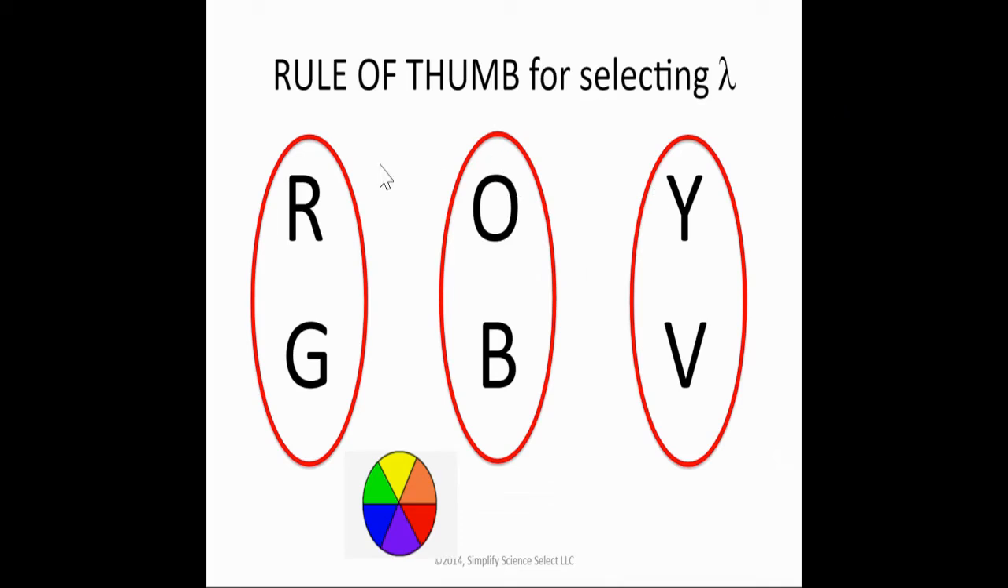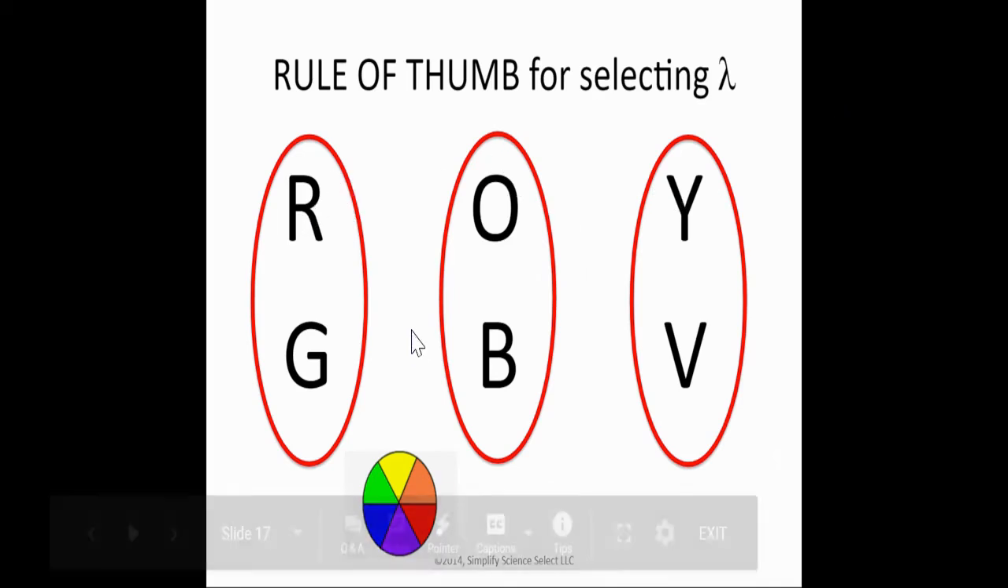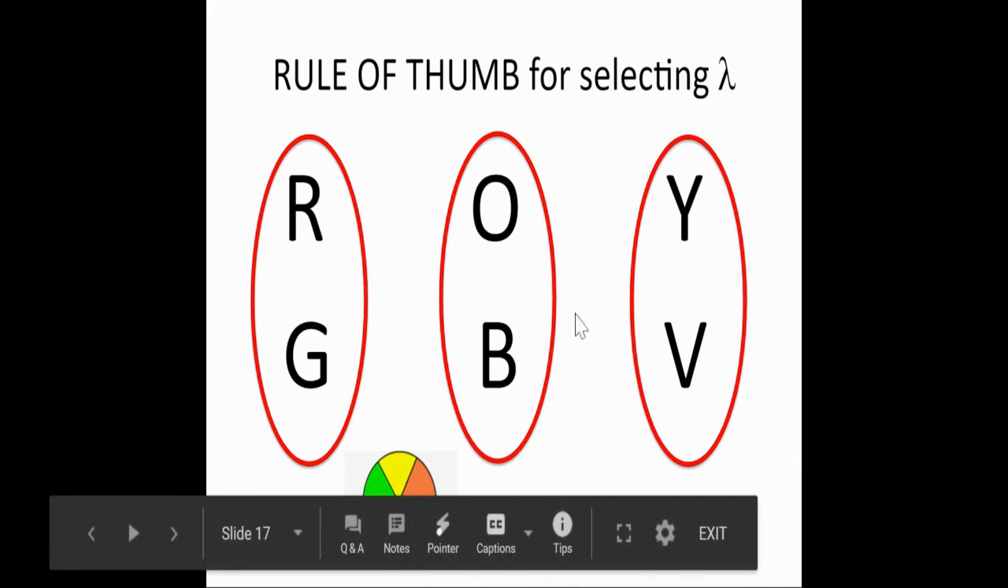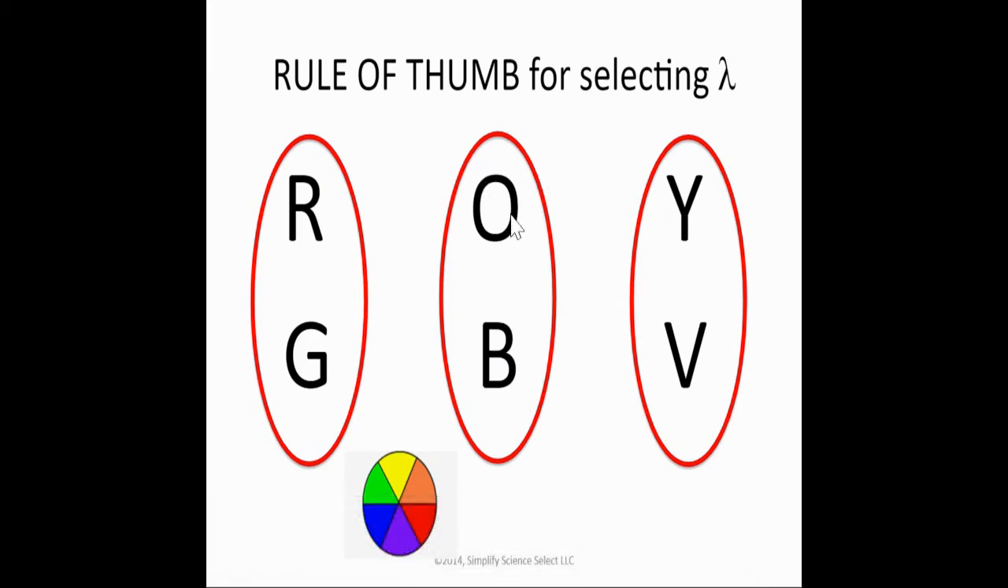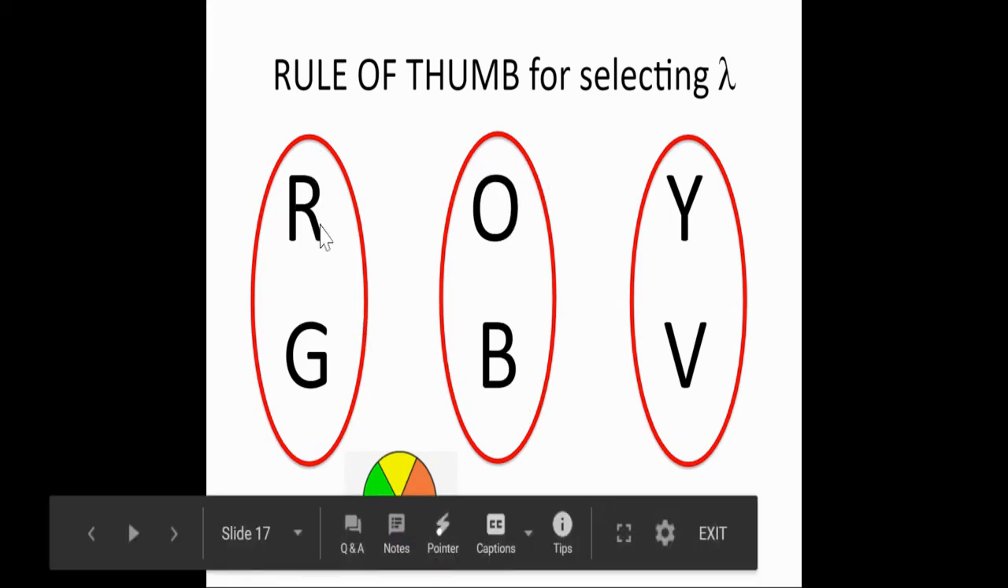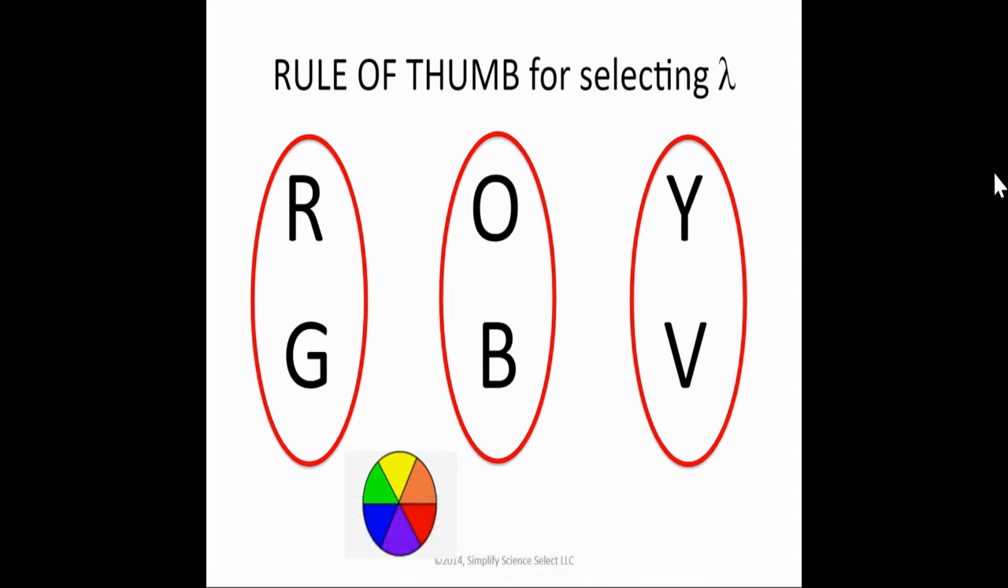But basically, here's an easy way to remember that. If you write out ROYGBIV and stack them, these are the opposite ends of the color spectrum. So if I'm using a blue solution, I'm going to select orange light. If I'm using a red solution, I would select green light. If I was doing something with a violet solution, I would select yellow light to get the maximum absorbance possible.